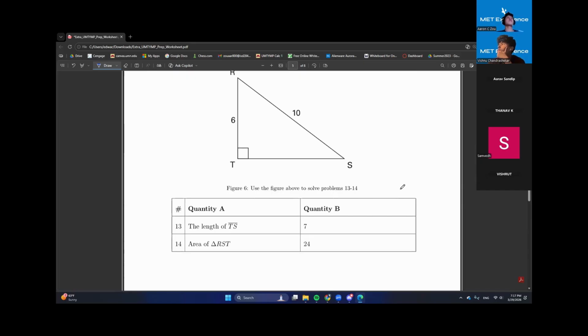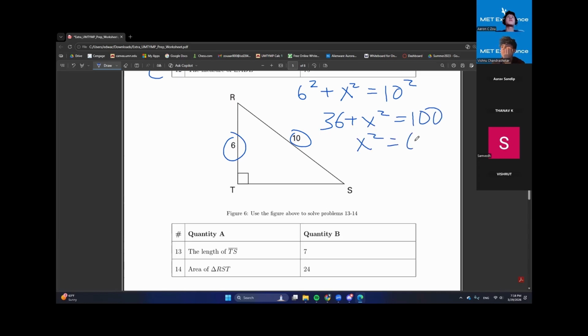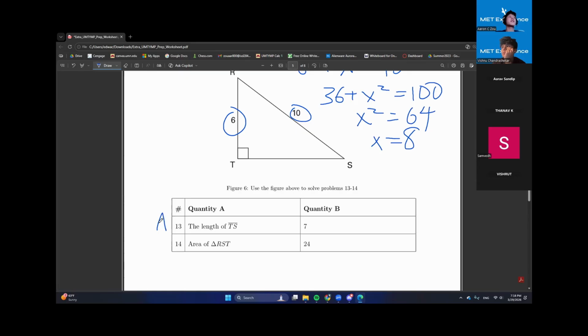For question 13, we have to find the length of TS. Notice that we have a right triangle here, so we can apply the Pythagorean theorem. So this squared plus TS squared will equal 10 squared, so let's write that out. And I'll use X here to represent TS. So this is 36 plus X squared equals 100. So X squared will equal 64. So X is 8. So this is A. 13 is A.